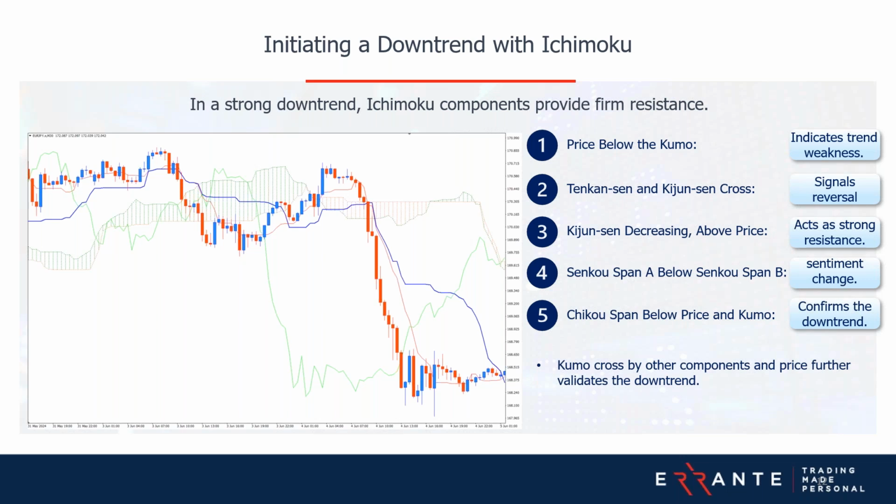And it's really important to note that when the price and other components cross the Kumo simultaneously, it further validates the initiation of the downtrend. So this confluence of signals strengthens the bearish outlook and provides a clearer indication for traders.